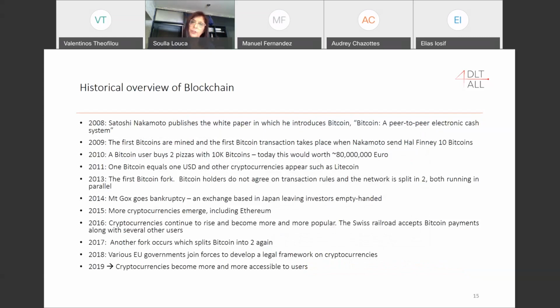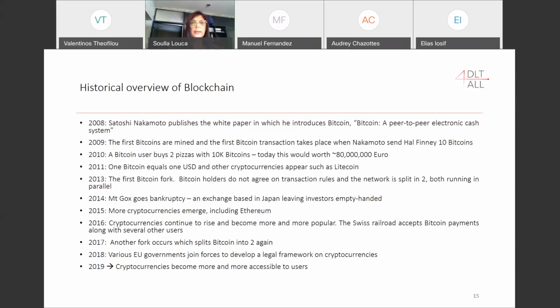Before we go into these details, let us see a brief historical overview of blockchain. By the way, I'm not sure if there are any questions, but I suggest we take questions perhaps after the end of the specific section, so that we can pause for a while and take the questions and then continue.